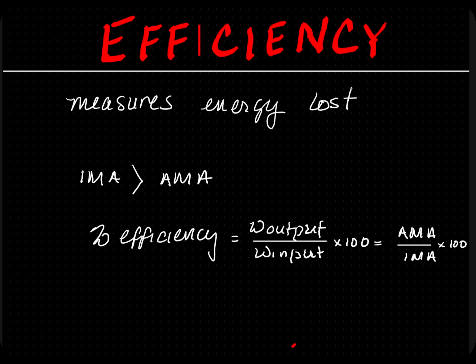Efficiency is how useful your simple machine or compound machine is. It measures how much energy is lost due to vibration, sound, friction. In our ideal world, IMA should always be perfect and it should be greater than AMA. If your machine is perfect, the IMA will be 100% and your AMA will be 100%. So there will be no energy loss. So your efficiency will be 100%, but that is not possible. So in general, the percent efficiency is the work output divided by the work input times 100, or AMA divided by IMA times 100.